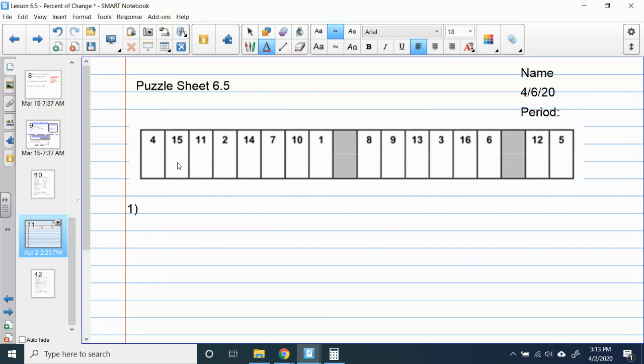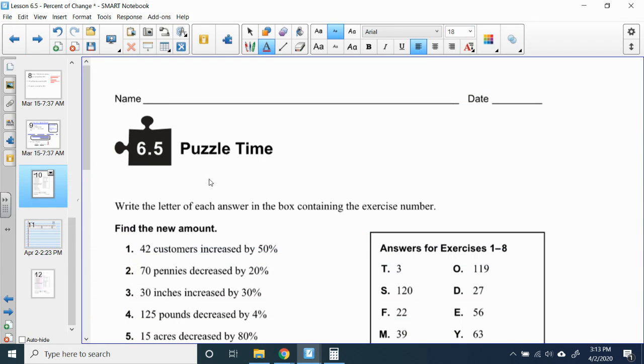Then there are these boxes: 1, 2, 3, 4, well, I can't count, 1, 2, 3, 4, 5, 6, 7, 8. That'll be the first word. Then there's a space, and 1, 2, 3, 4, 5, 6. That'll be your second word. Another space, and then a 2-letter word at the end. What you're going to do is your first problem, so I'm going to show you the first problem here.